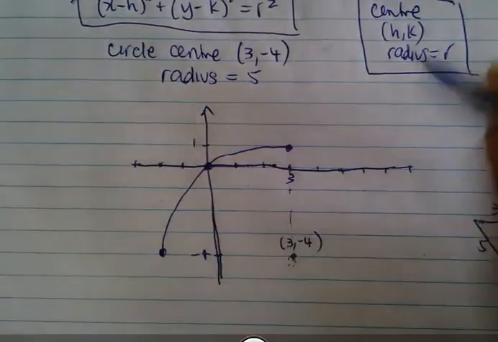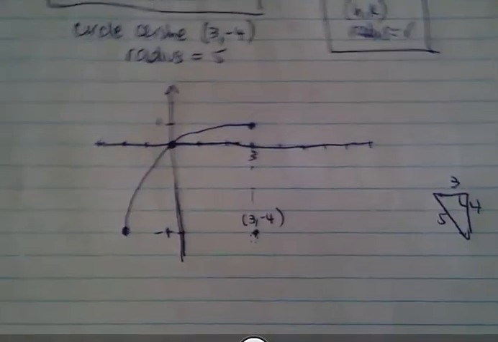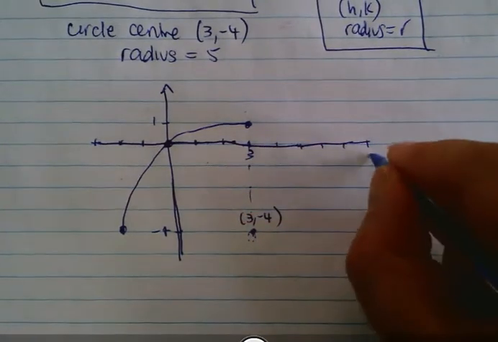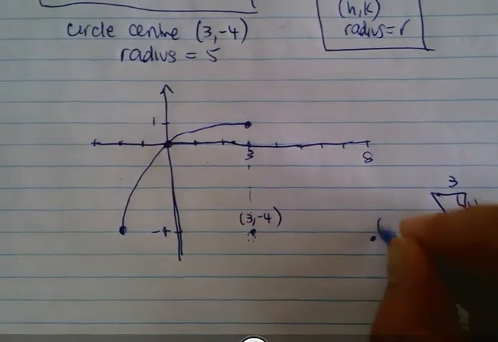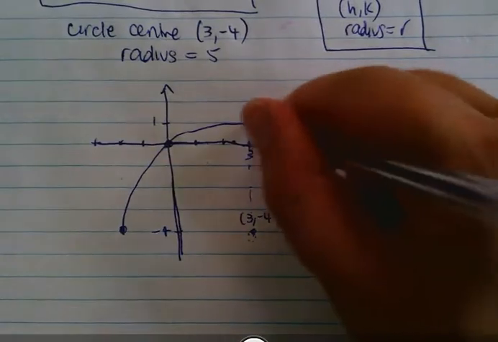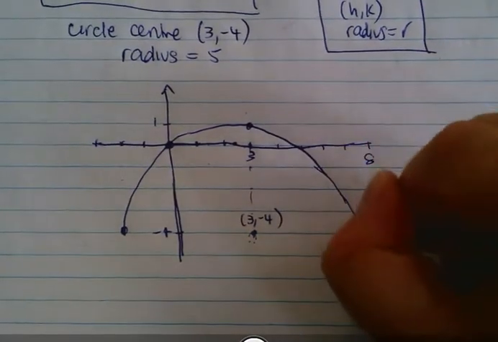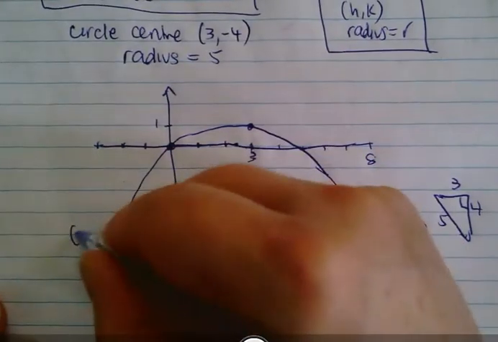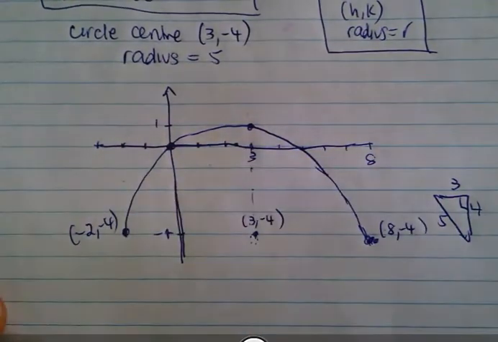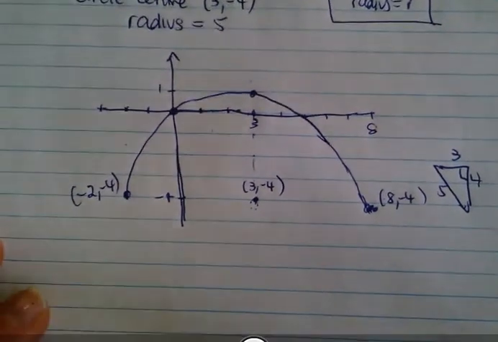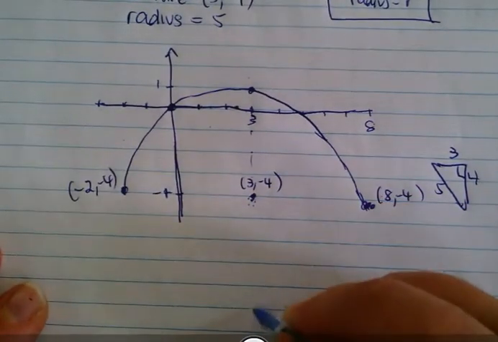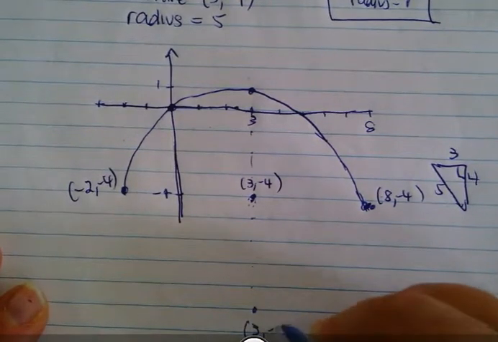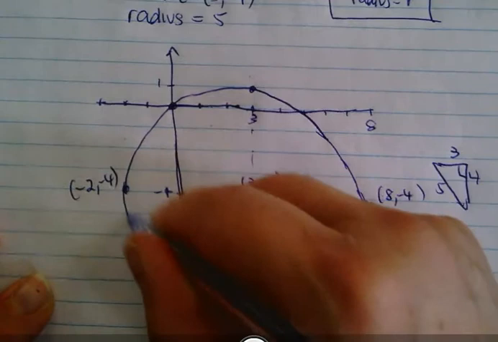I know it's a bit horrible. All right, where am I going to go across to the side? 3 plus 5 is 8. So I've got to go to 8, -4. As long as you're identifying these points, -2, -4, and then you've got to go how many down? So this would be 3, -9. This would be 3, -9. Okay, so there's your circle.